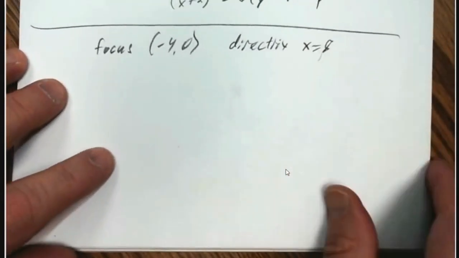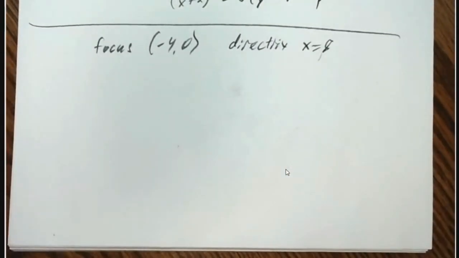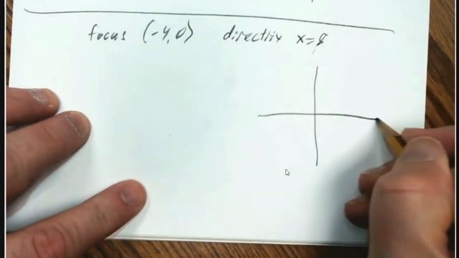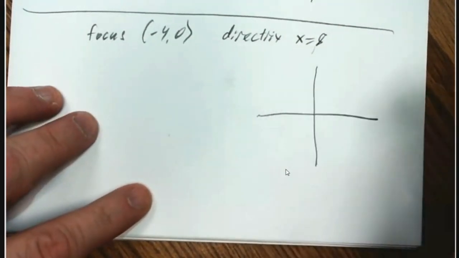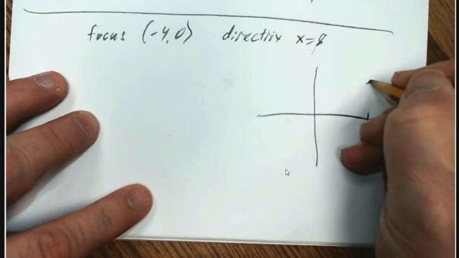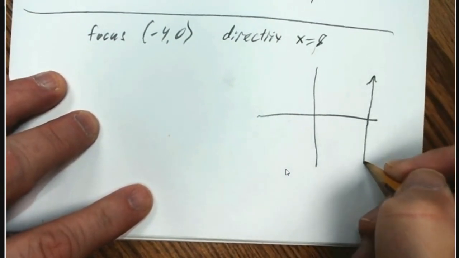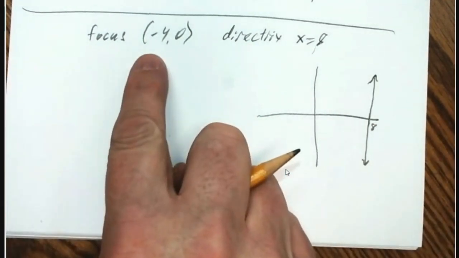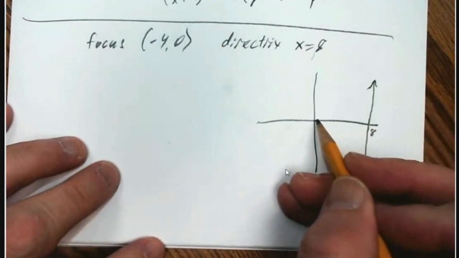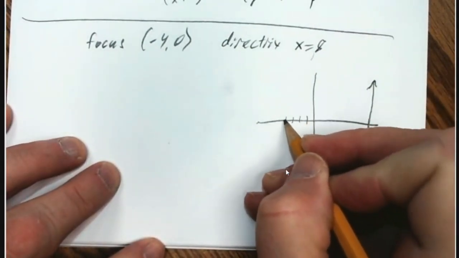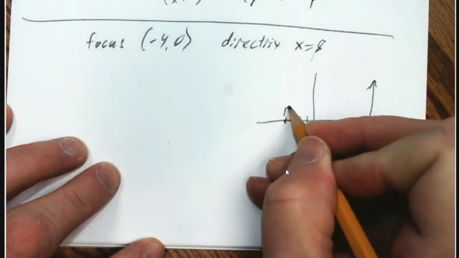Okay, so what do we know about this? If we kind of sketch this, I don't think I have any graph paper right now. I need to print some more graph paper out. We'll just sketch this. X equals 8. Well, that's an up and down line way over here, right? So we have the directrix line where x equals 8, and the focus is at -4, 0. So the F is over here.